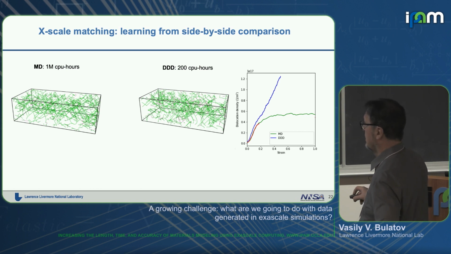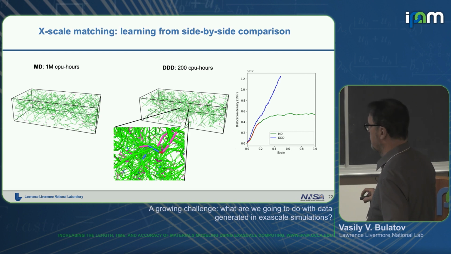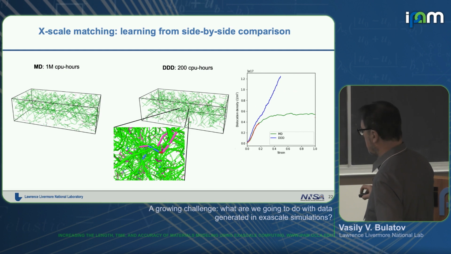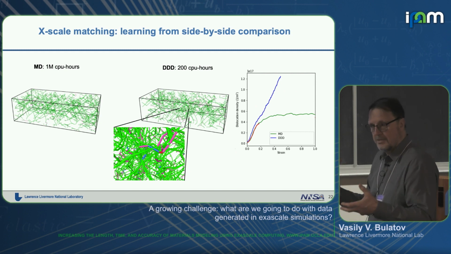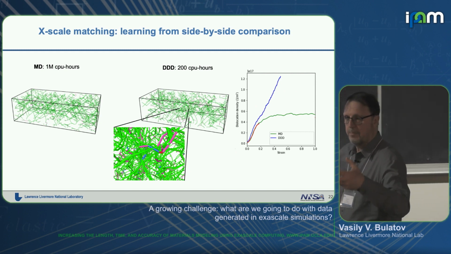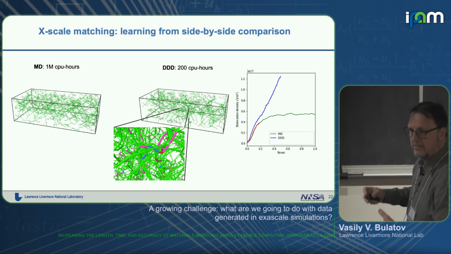So when we looked at what was different, first striking thing is that in DDD, unlike in MD, some very dense tangles of dislocations form and keep piling on top of each other and never really dissolve.